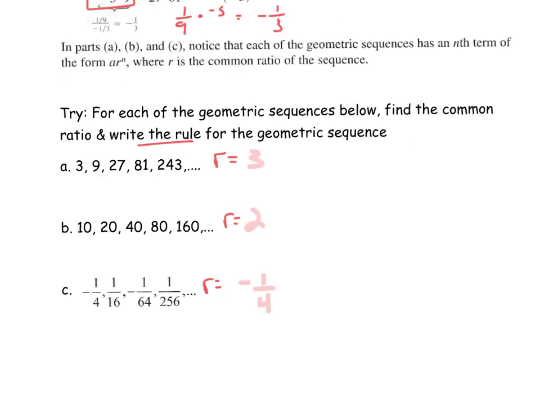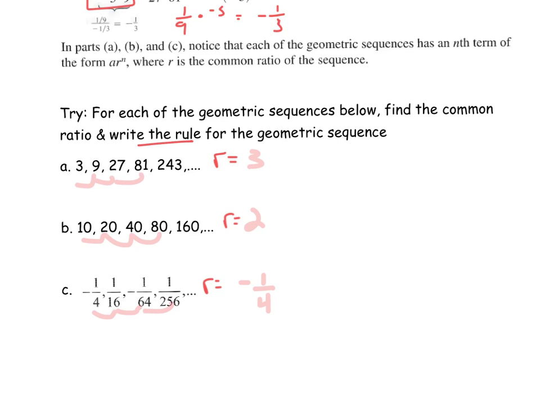Okay, folks, hopefully you got R equals 3, 2, and negative 1/4. One thing you want to check is that it works across the first few. So times 3 works, times 3 works, times 3 works. Times 2, times 2, times 2, we're good. Times negative 1/4, times negative 1/4, times negative 1/4.